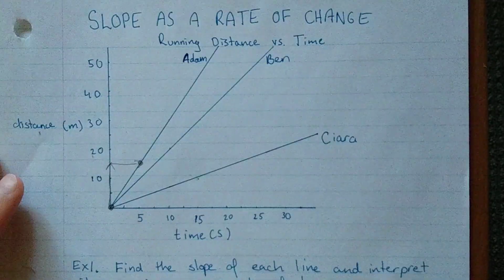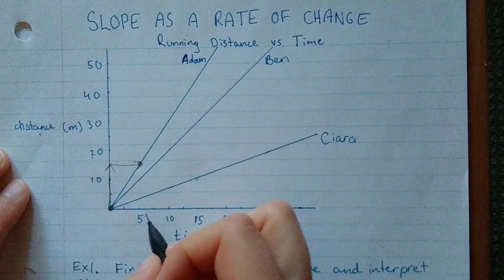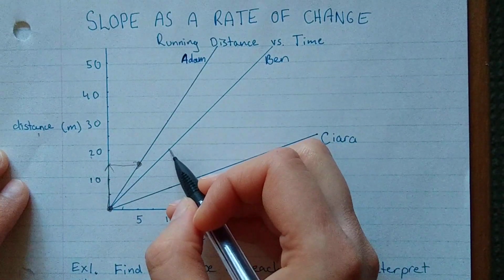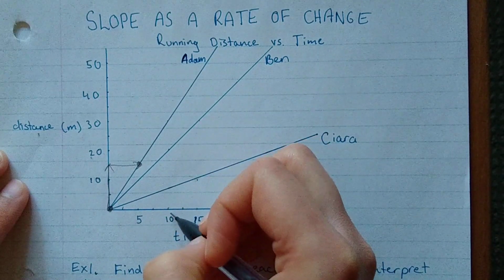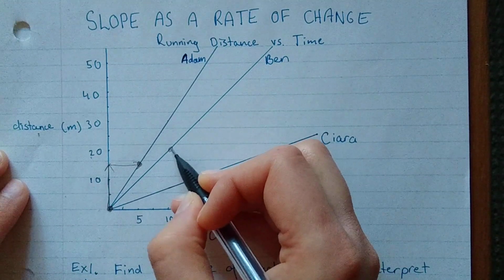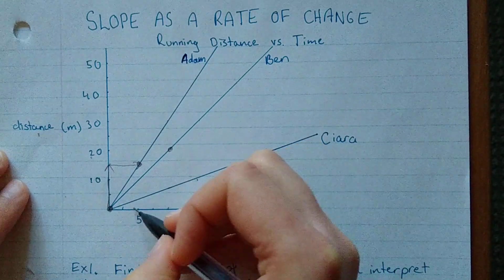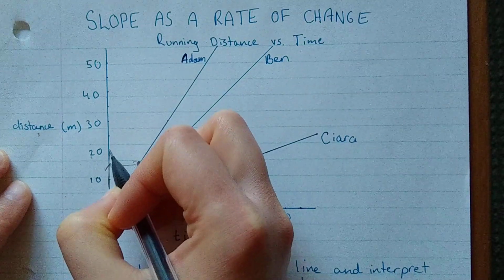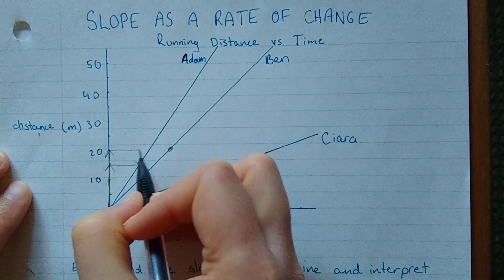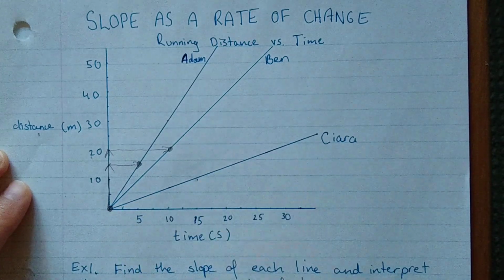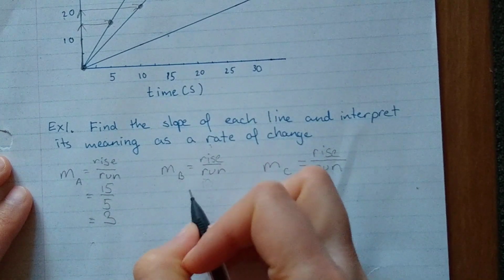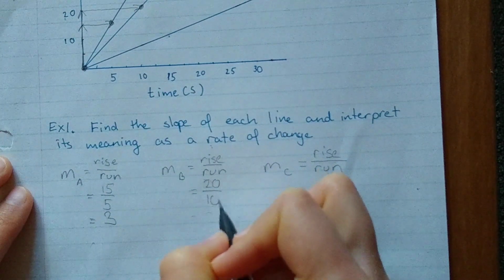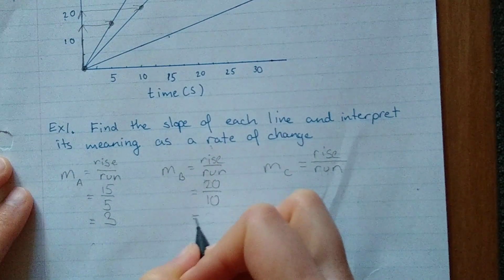Let's look at Ben's line. So Ben goes through 0, 0. We could pick any point along here, but you want to pick one that falls on a whole number in both cases. So here we have 10 in the independent and 20 in the dependent. So if we start at 0, we're going to go up 20, and we're going to go to the right 10. So you'll end up with a rise of 20 and a run of 10, and 20 divided by 10 is just 2.